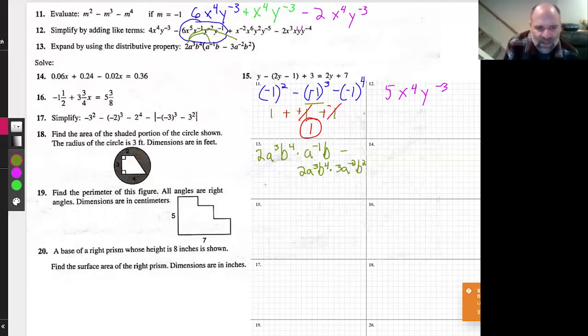Okay, let's clean that up. So I get 2, and then add the exponents of the a's, and you get a squared. Add the exponents of the b's. There's no exponent there, so it's 1. 4 plus 1 is 5. Minus, okay, multiply the big numbers together, you get 6. Add the exponents of the a's, and you just get 1, or you can just leave it a. Add the exponents of the b's. 4 plus 2 is 6. And there it is. Is that what you guys got?